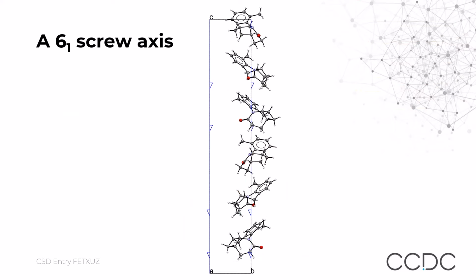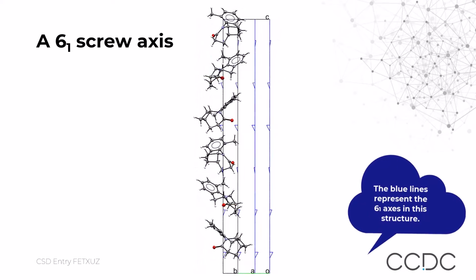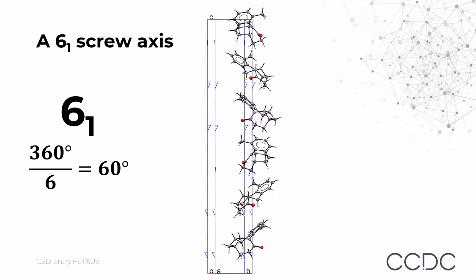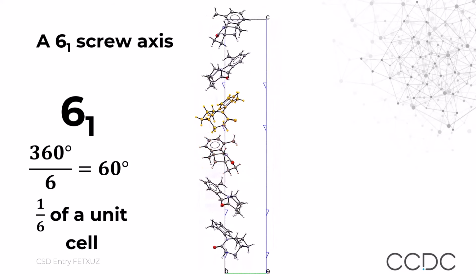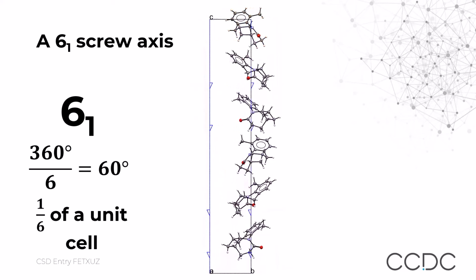This next animation shows part of the unit cell of a structure containing a 6-1 screw axis, with the axes, shown in blue, running parallel to the C-axis along the boundaries of the unit cell. In a 6-1 axis, the molecule is rotated 360 degrees over 6, or 60 degrees, anti-clockwise, around the screw axis, and translated by 1/6 of a unit cell each time.